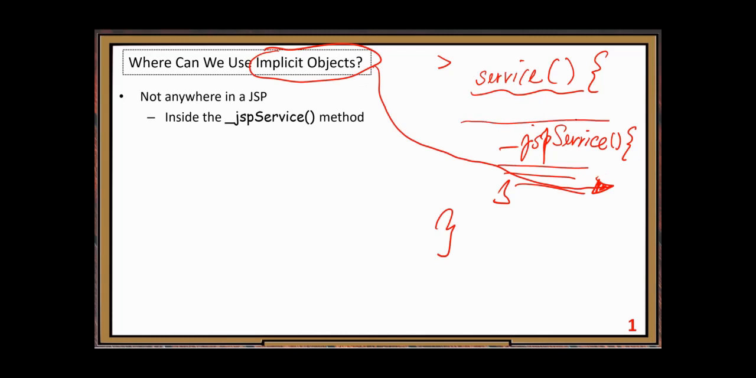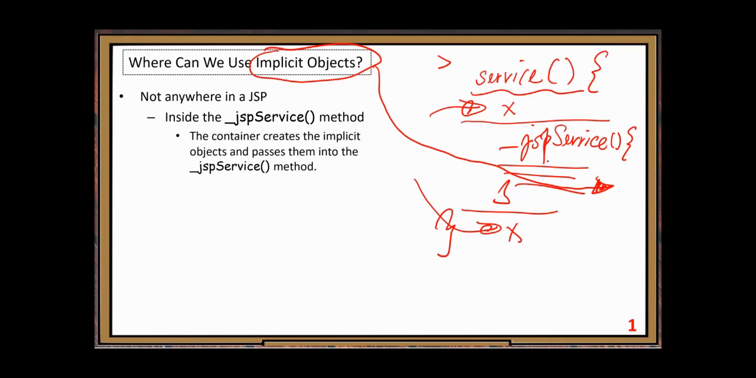not outside. Outside, you have some places, before and after underscore JSP service, but you cannot use implicit objects there. You cannot. So that's the meaning. The container creates implicit objects and passes them into this method. Okay? Passes into this method.